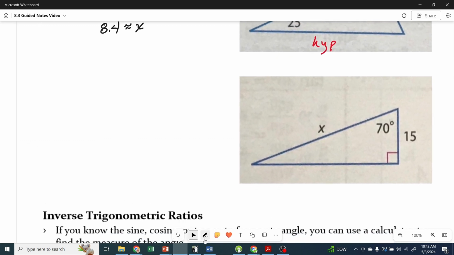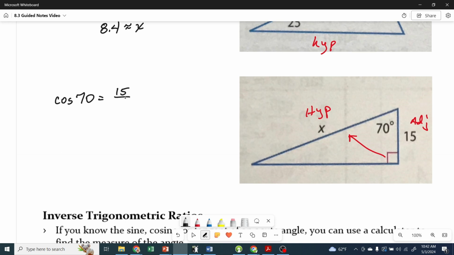Okay. All right, first thing let's do is label. I've got across from here is the hypotenuse, and right here I am adjacent, right? I'm right next to the angle. So the code word that would fit here is cosine, CAH, right? So the cosine of 70 is equal to the adjacent, 15, over the hypotenuse, x.